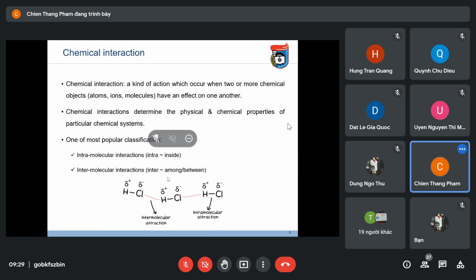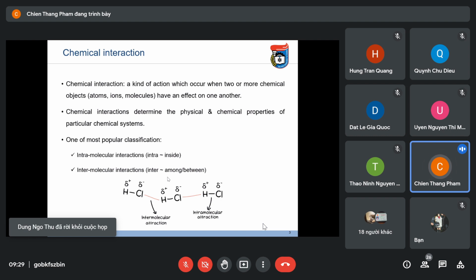Interaction is the process in which two or more objects have an effect on each other. In particular, we consider chemical objects, which means atoms, ions, or molecules. Chemical interaction is very important because it is one of the factors which determine the physical and also the chemical properties of particular chemicals.